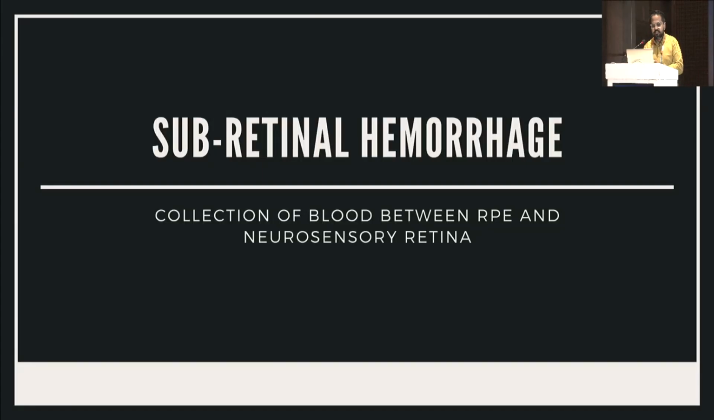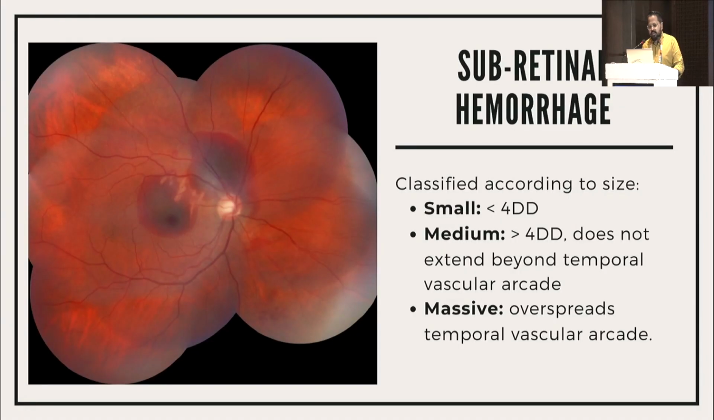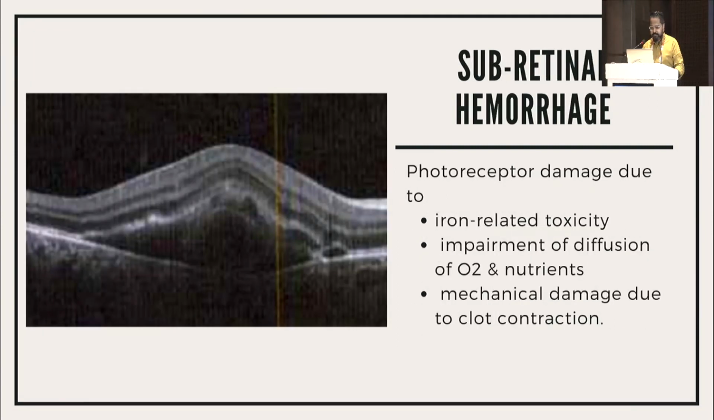Coming to the next manifestation, which is subretinal hemorrhage, a collection of blood between the RPE and the neurosensory retina. Subretinal hemorrhage is classified according to size as small, medium, and massive. Small is less than 4 disc diameters, medium is more than 4 disc diameters but does not extend beyond the temporal vascular arcade, and massive is one which extends beyond the temporal vascular arcade. This is an OCT showing a massive subretinal hemorrhage.